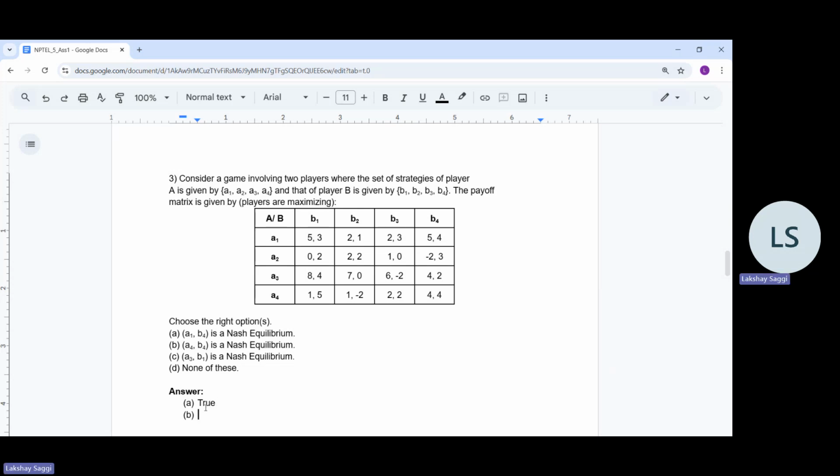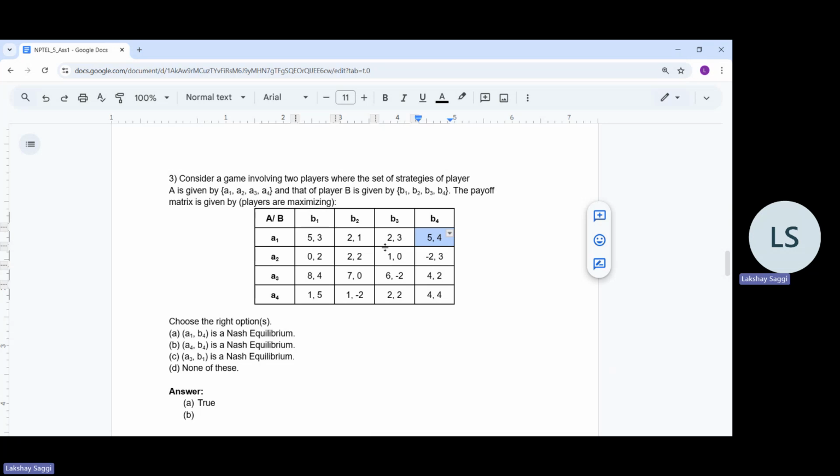I hope everyone is with me on these explanations. I don't want to write down the full explanation because I think we have already learned how to identify if it is a Nash equilibrium. We just take the corresponding rows and columns and see if there is an incentive to switch or not.